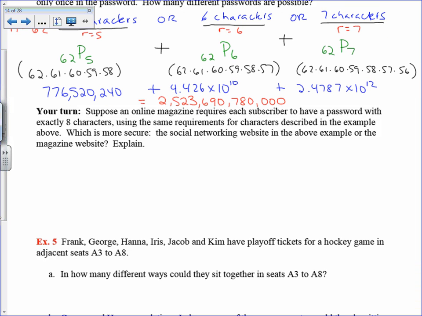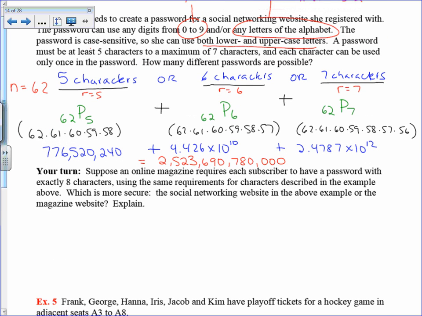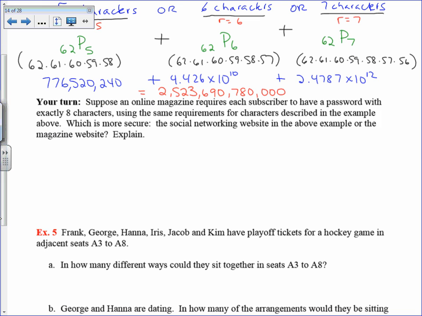So try this one. Suppose an online magazine requires each subscriber to have a password with exactly 8 characters, using the same requirements for the characters described in the example above. So which one's more secure? This one that was 5 characters or 6 characters or 7 characters, or a single one that's 8 characters? You're using the same thing, an n of 62 and an r of 8. So just calculate what 62 pick 8 is and compare it to the 3 added together.